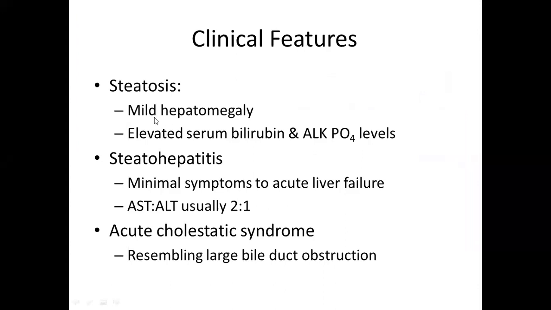So clinically, the patient may have mild hepatomegaly, mild enlargement of the liver initially, with steatosis or steatohepatitis. But when there is cirrhosis, the overall size of the liver becomes reduced. In the earlier cases, there may be mild hepatomegaly, and there may be some elevated serum bilirubin and alkaline phosphatase level. Why alkaline phosphatase level?